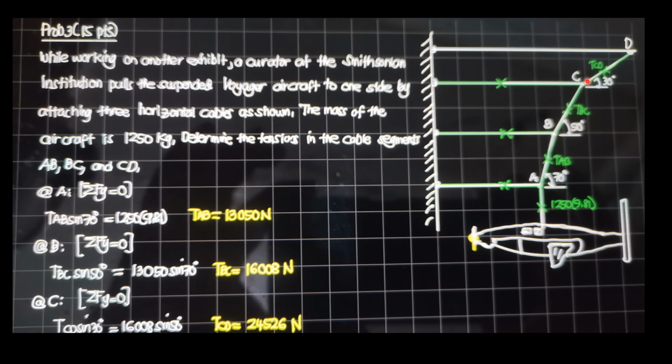Then finally, at C, summation of forces along y again, the vertical component of tension CD is tension CD sine of 30 degrees, and it is equated to the vertical component of tension BC, which is 1,250 times 9.81, or simply 16,008 times sine of 50 degrees, because this is also 50 degrees. So computing for tension CD, it is 24,526 newtons, or 24,530 newtons. That's also acceptable. So that's it for this problem. That's the easiest one.